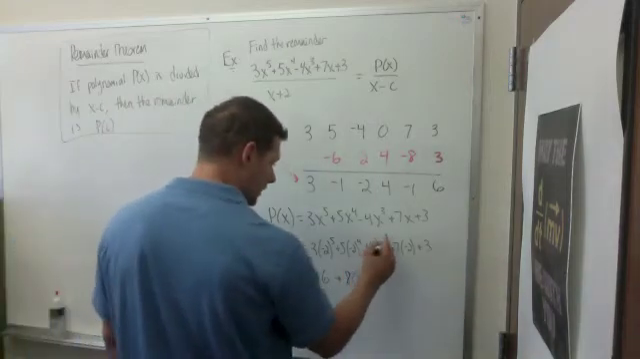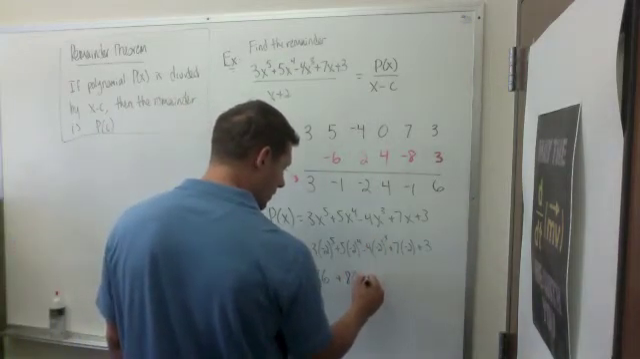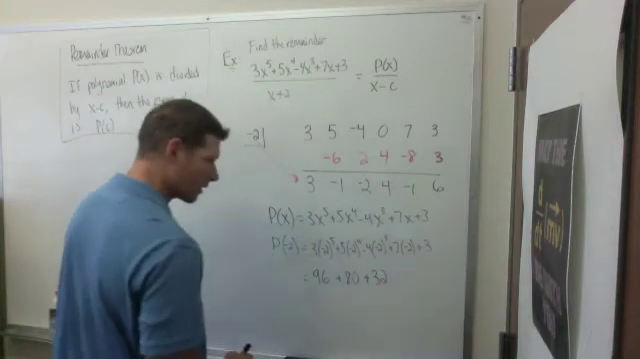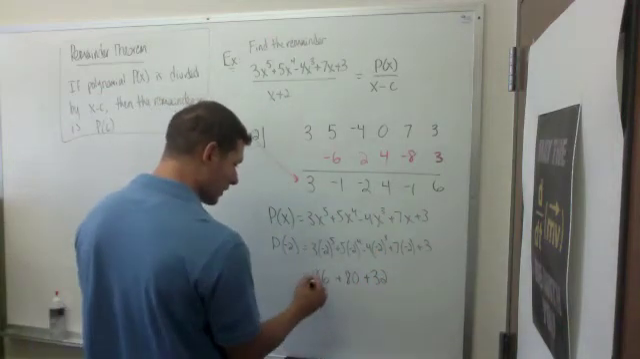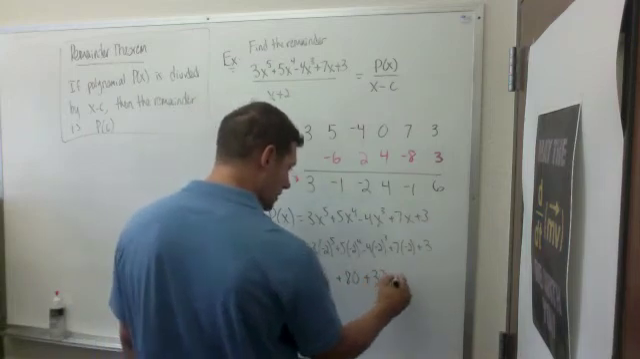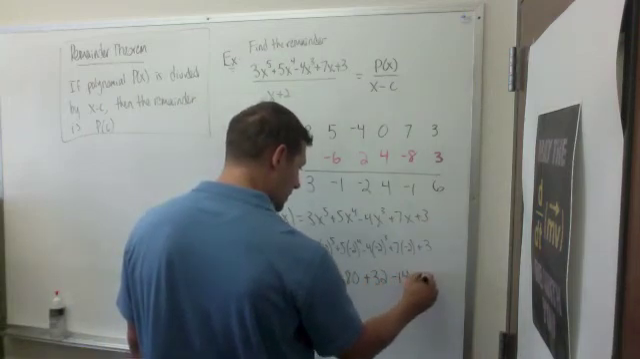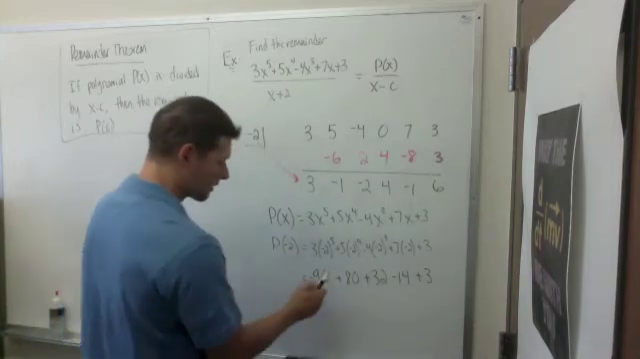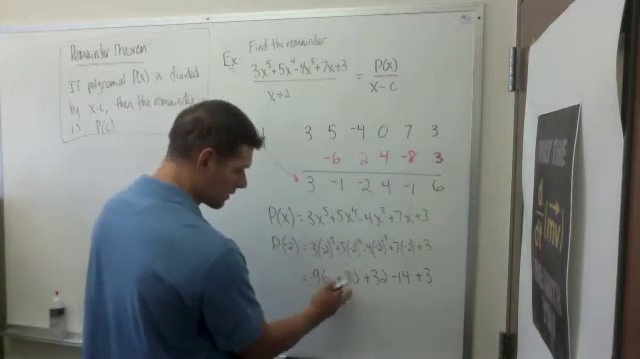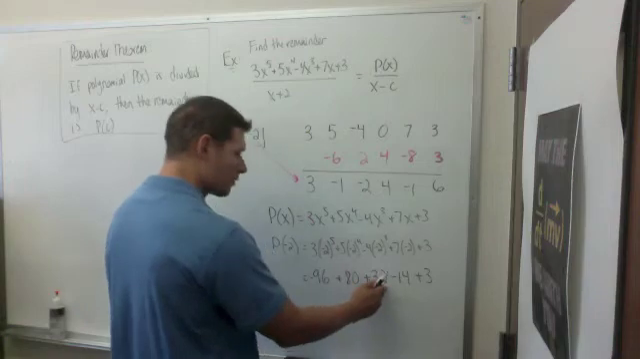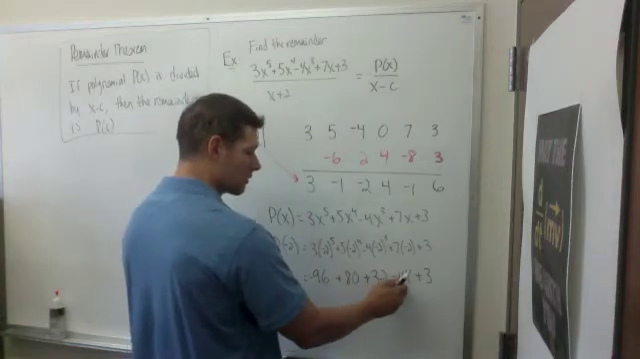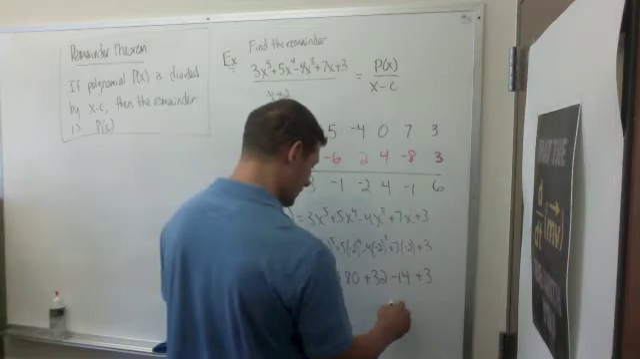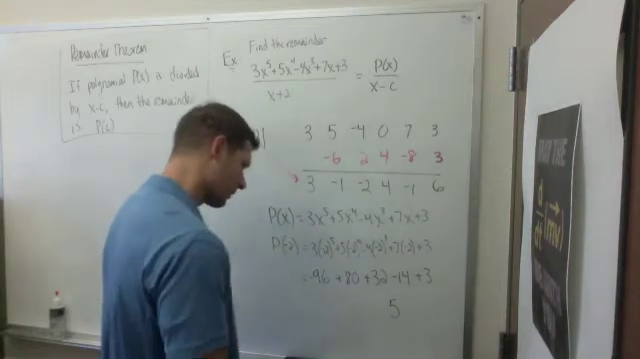And then I get negative 8 times negative 4 is positive 32. And then the other way, this is negative 96. And then I get here negative 14 plus 3. And if I add all this together, negative 96 and 80 is negative 16, plus 32 is positive 16. 16 minus 14 is 2. 2 plus 3 is 5. Right? Did I make a mistake here?